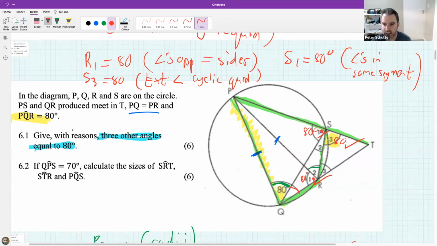So let us now try and get, if QPS is 70 degrees, where is QPS? QPS is up here. Fruti, there is no tangent in this question. So because there is no tangent in the question, we can't use the tan chord theorem. Okay, I want everyone to find me SRT, STR, and PQS. See if you can find the size of those angles.